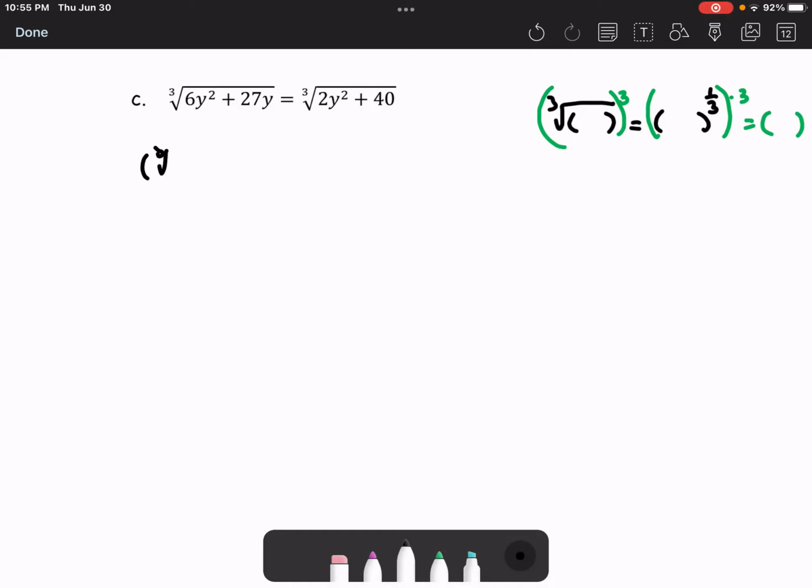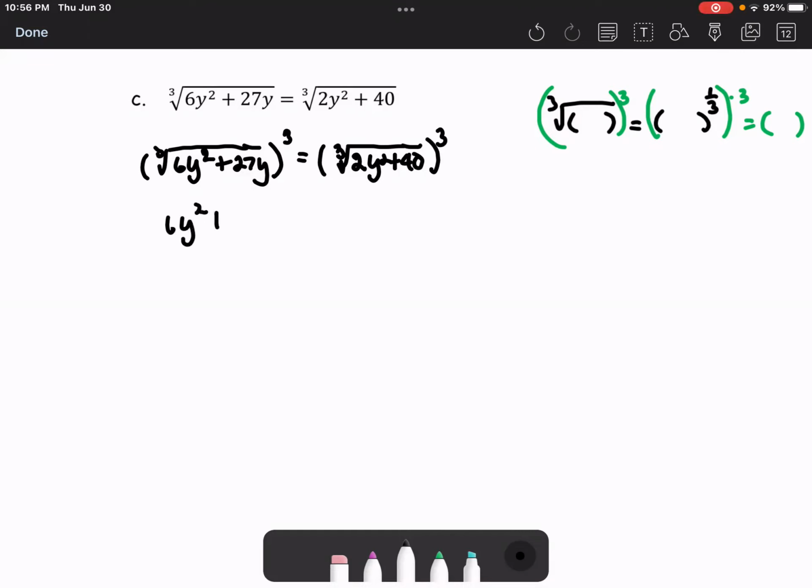Copy the original expressions and raise to the 3rd power. Do the same for the right-hand side expression. The cube root is gone. Now we have 6y to the second plus 27y equals 2y to the second plus 40. We got a polynomial equation at this step. Then we're going to solve for y.